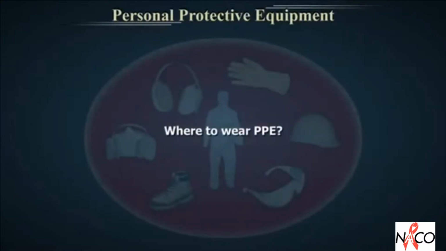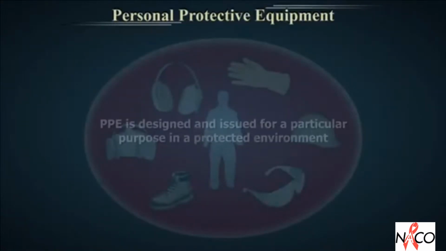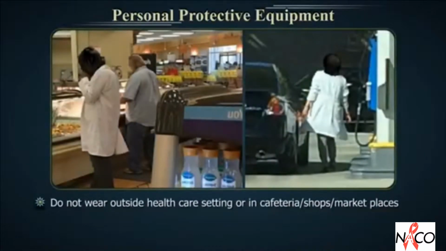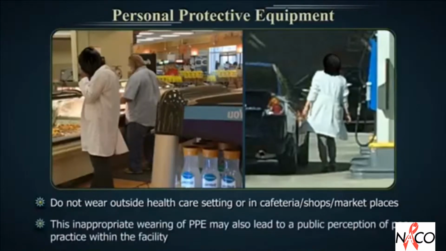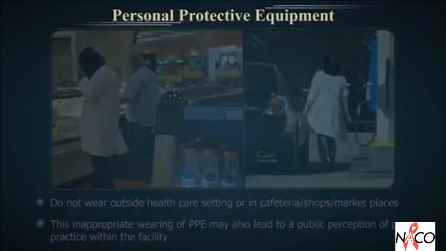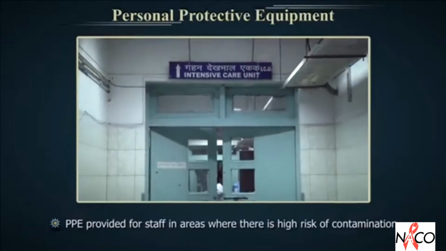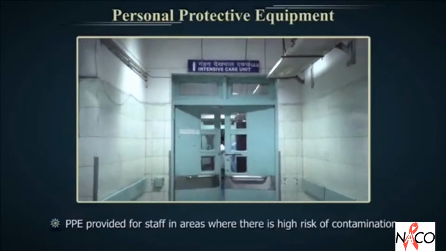Where to wear personal protective equipment? Personal protective equipment is designed and issued for a particular purpose in a protected environment. Do not wear it outside the healthcare setting or in cafeteria, shops, or marketplaces. This inappropriate wearing of PPE may also lead to a public perception of poor practice within the facility. Personal protective equipment is provided for staff in areas where there is high risk of contamination.